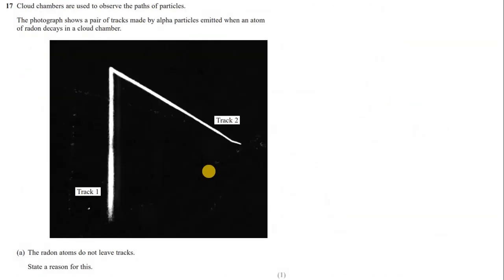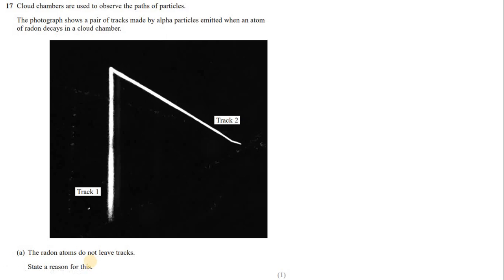Question 17. Cloud chambers are used to observe the paths of particles. The photograph shows a pair of tracks made by alpha particles emitted when an atom of radon decays in a cloud chamber. So we have two tracks, track 1, track 2. These are alpha particles. The radon atom does not leave a track. State the reason for this.